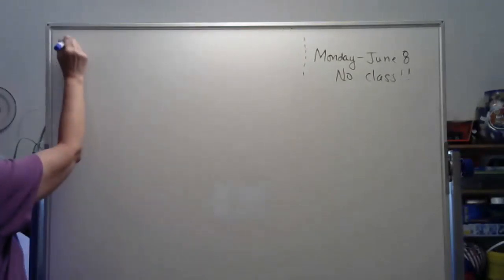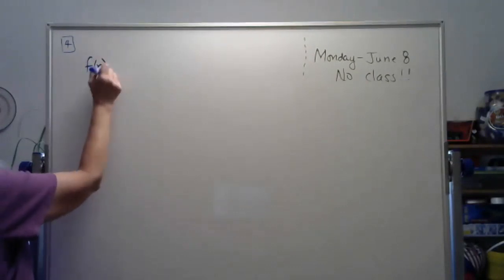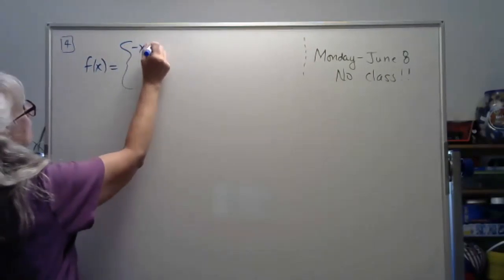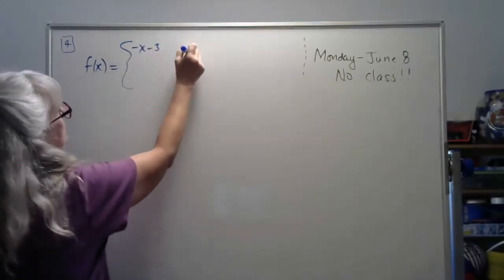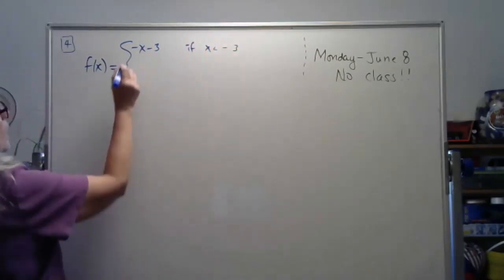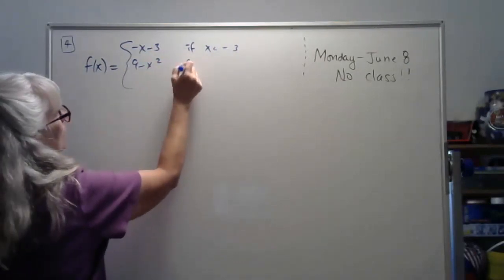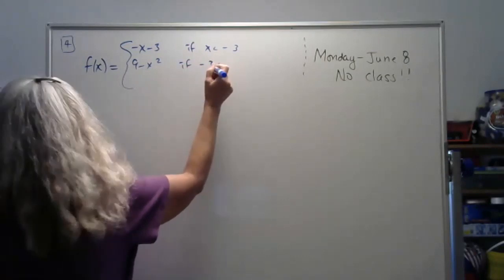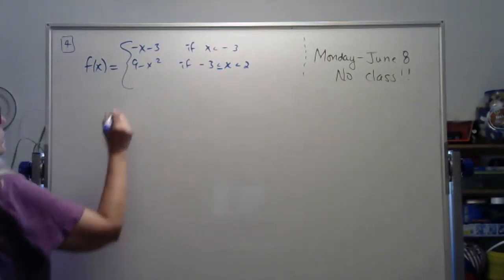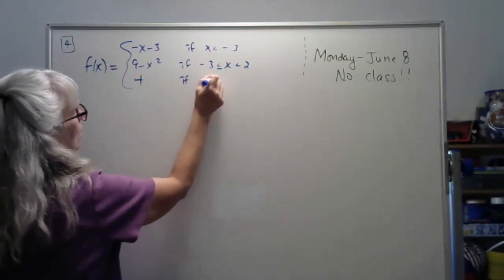So example 4. This one actually has 3 pieces to it. So f of x is equal to, I have -x minus 3, and that's for x less than -3. I have 9 minus x squared for -3 is less than or equal to x, less than 2. I'm trying to make sure I copy better than I did on the last one. And I'm going to get a 4 here if x is greater than or equal to 2.